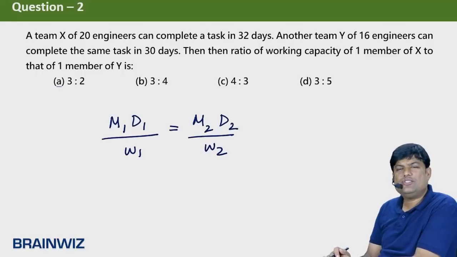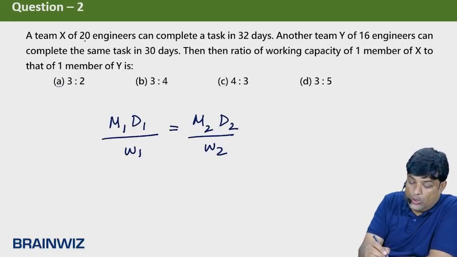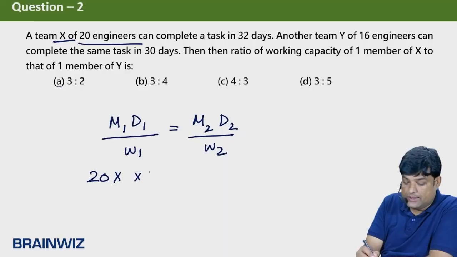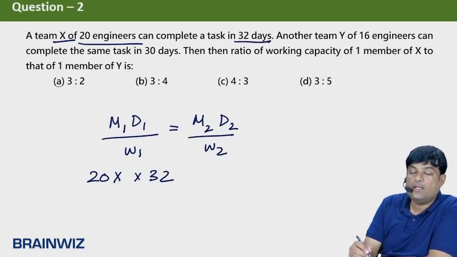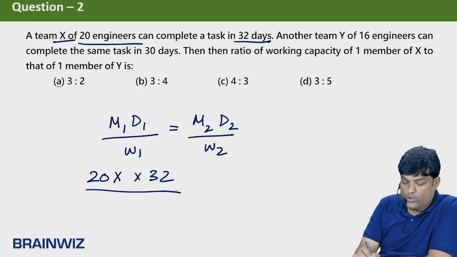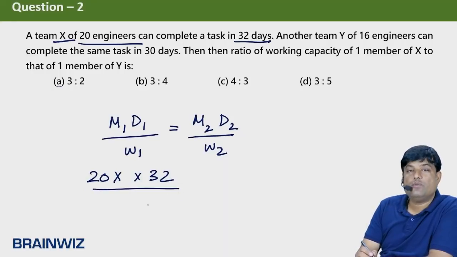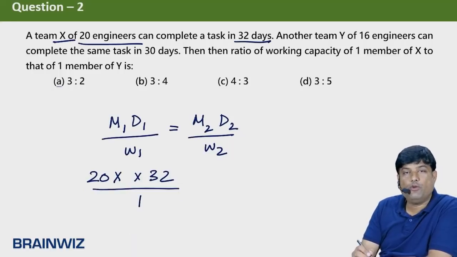Now, let's try to check it out here. What is said is that 20 engineers of team X can do a piece of work into D1. D1 is what? 32 days. They get 32 days. We don't know the work, let the work be one, full work.